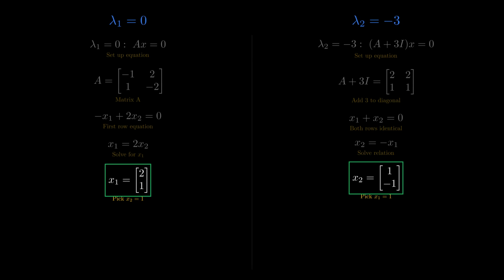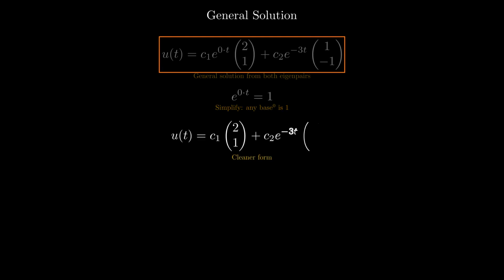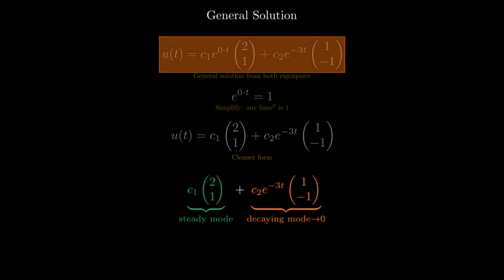That's everything we need. Now let's assemble the general solution. We write u of t equals c1 times e to the 0t times the vector 2, 1, plus c2 times e to the -3t times the vector 1, -1. Let's simplify. Note that e to the 0t equals 1, always. So the first mode is constant. It doesn't decay at all. This gives us the cleaner form: u of t equals c1 times the vector 2, 1, plus c2 times e to the -3t times the vector 1, -1. The first term is the steady mode, and the second term is the decaying mode that shrinks to 0 as t grows.